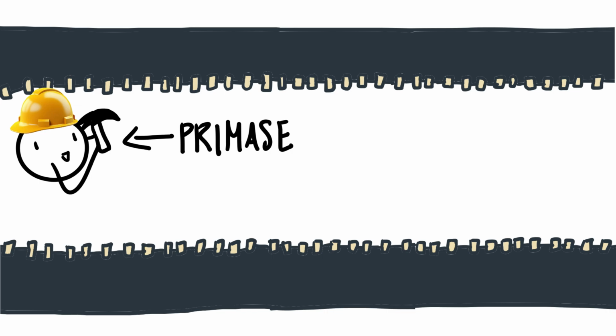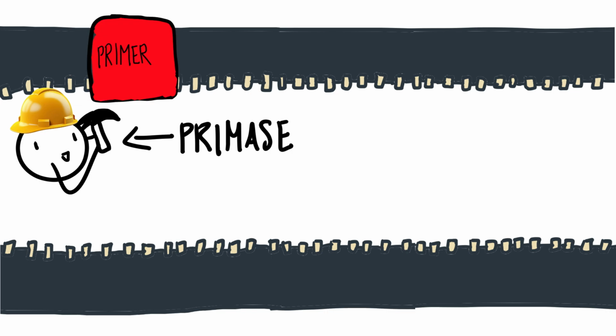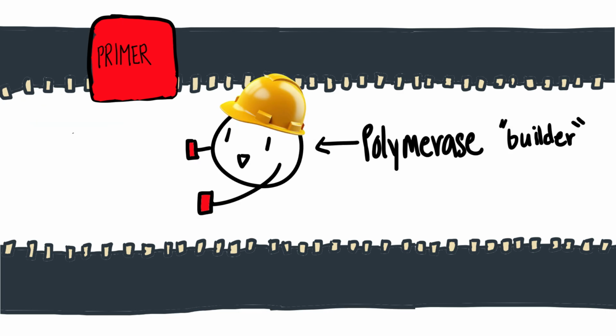But the problem is that these strands are alone, and they need a new replicated strand to make a double helix molecule. This is where the primase comes in. The primase builds a primer, and the primer is where the DNA polymerase comes in, aka the builder. It builds on from the primer, continuously adding new DNA bases to make a new strand.